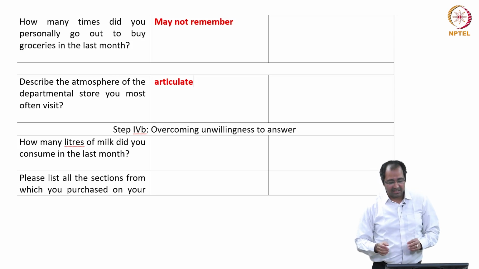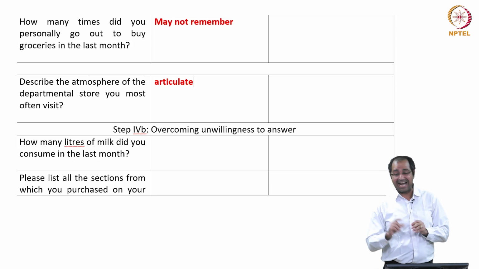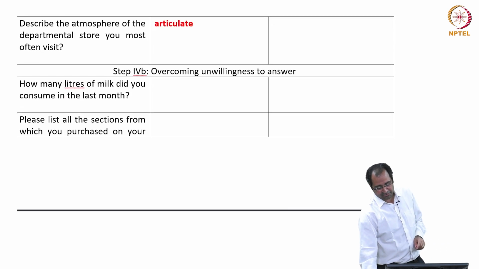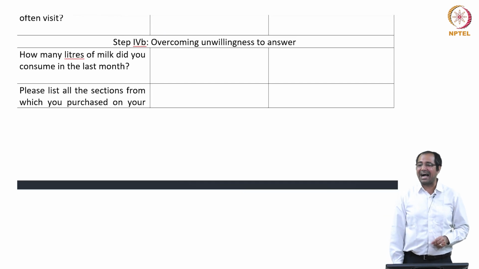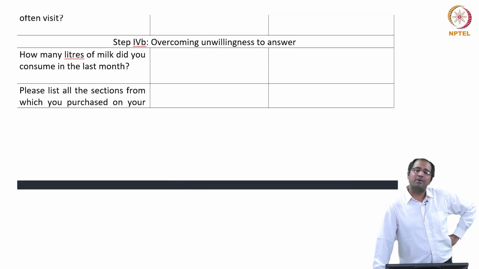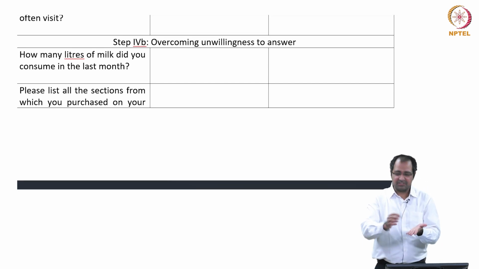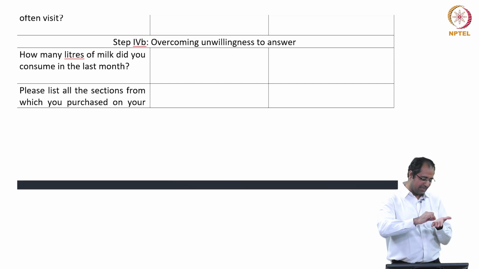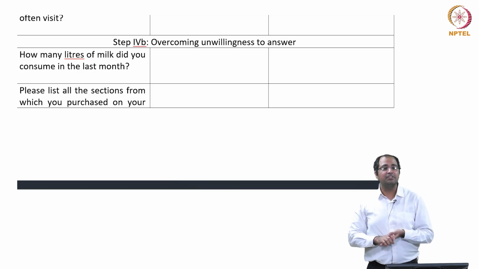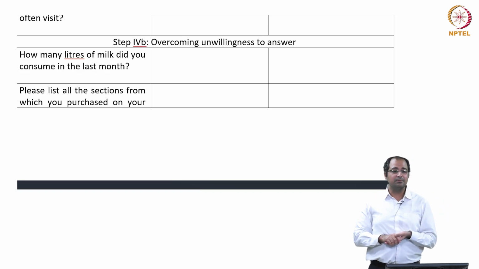Now the next one, look at overcoming unwillingness to answer. This is also part of step number 4. This is 4B. Sometimes people would be unwilling to answer. Let's say you are taking a survey, how many times do you brush your teeth? Somebody says, I am not willing to answer. Why should I answer you? Who are you?